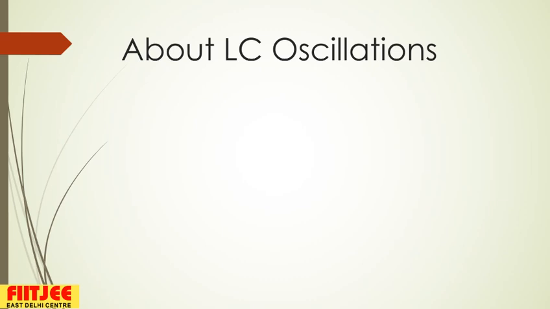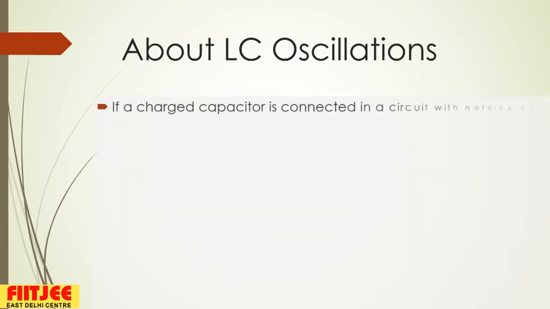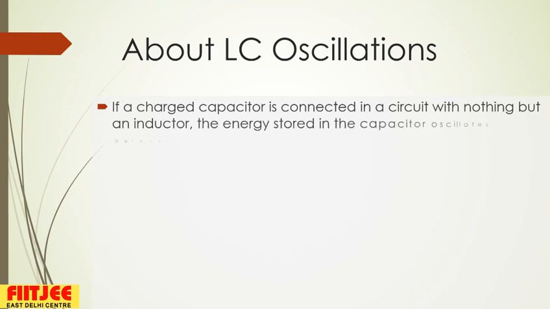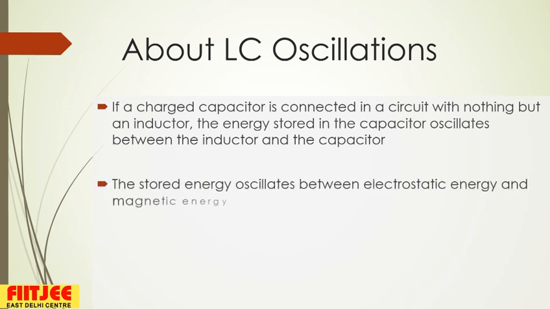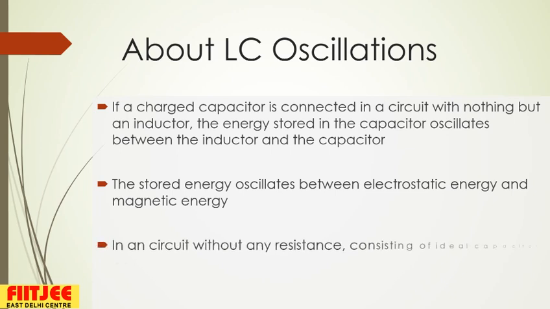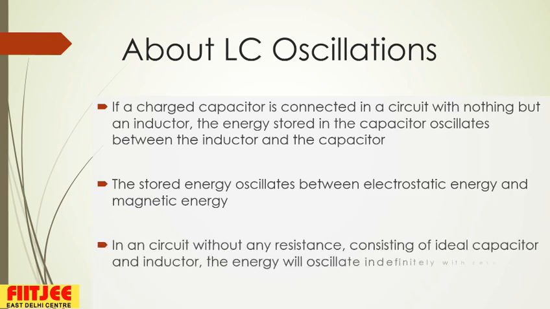Now about LC oscillations. If a charged capacitor is connected in a circuit with nothing but an inductor, the energy stored in the capacitor oscillates between the inductor and the capacitor. The stored energy oscillates between electrostatic energy and magnetic energy. In a circuit without any resistance, consisting of an ideal capacitor and inductor, energy will oscillate indefinitely with zero loss.